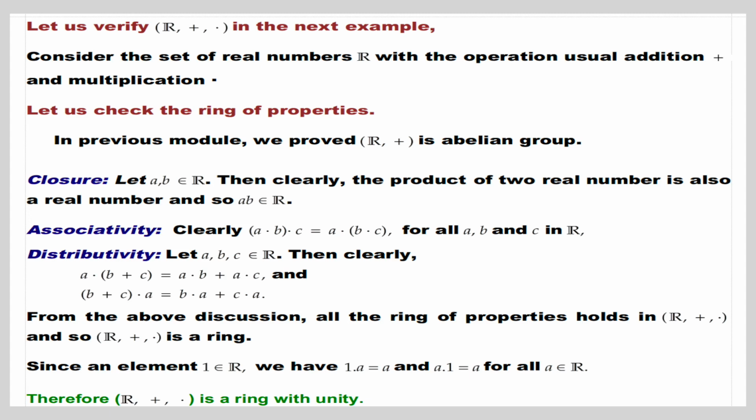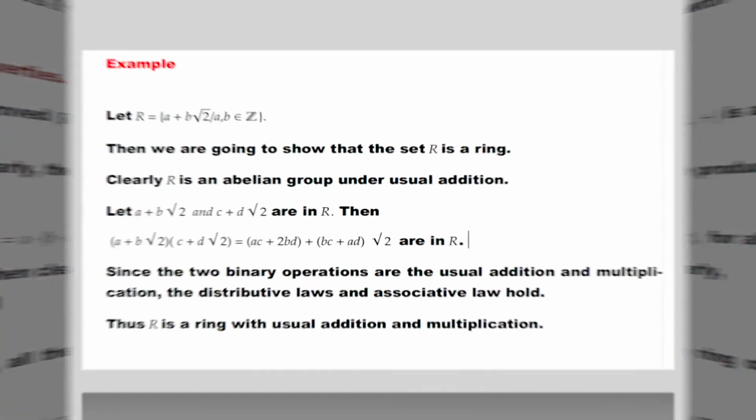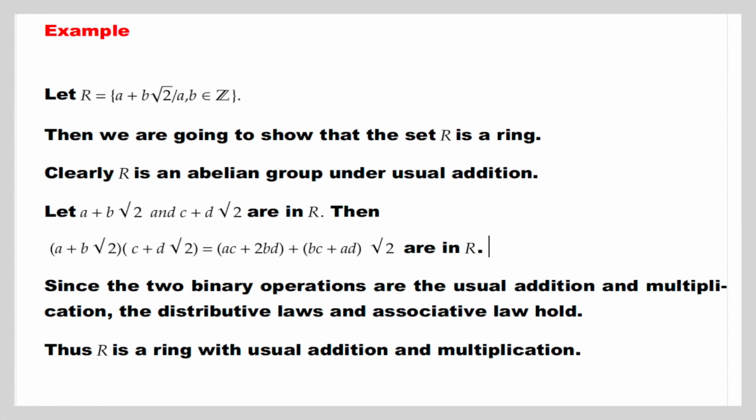Since the element 1 belongs to R, we have 1·a equals a and a·1 equals a for all a belonging to R. Therefore, the real numbers under usual addition and multiplication is a ring with unity. The next example is, let R equal to the set of all a plus b root 2 such that a, b belong to Z. Then we are going to show that the set R is a ring.